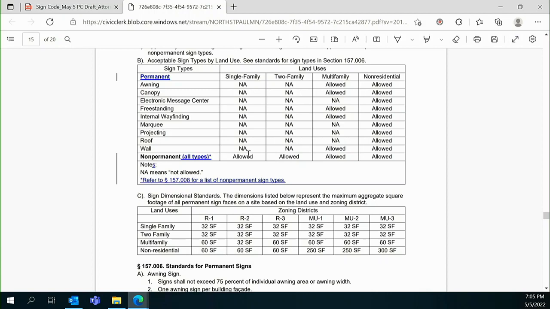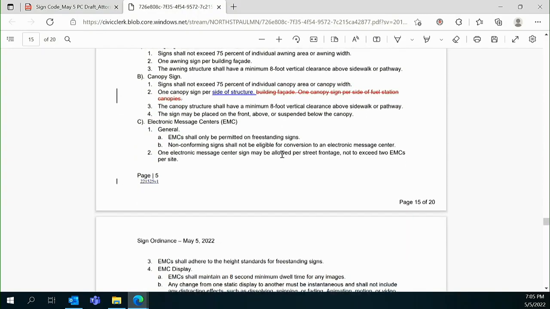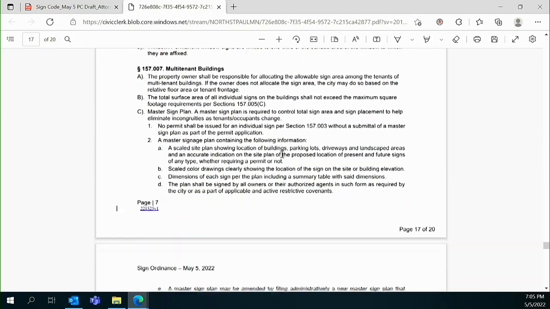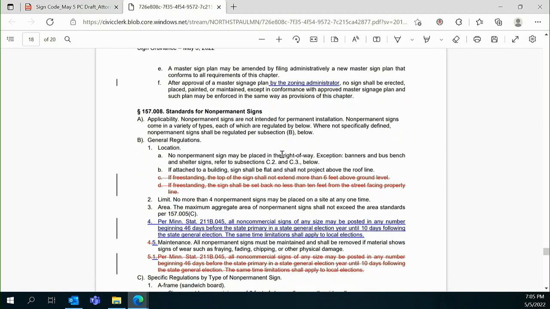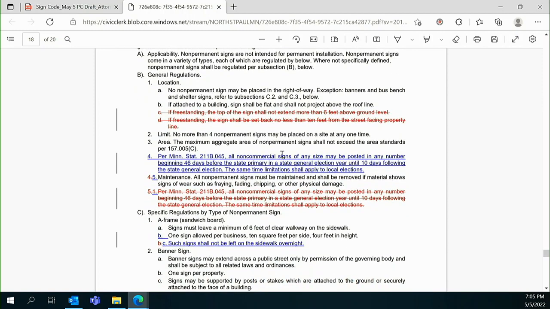And then the amount they could have in non-permanent was essentially the same thing. I mean, because we weren't going to say you can only have a permanent sign, you can't have any non-permanent. So there has to be additional for them. So that's where it starts to get tricky when you reference that table, because under the non-permanent, where does it say that? Non-permanent is allowed on every single land use.